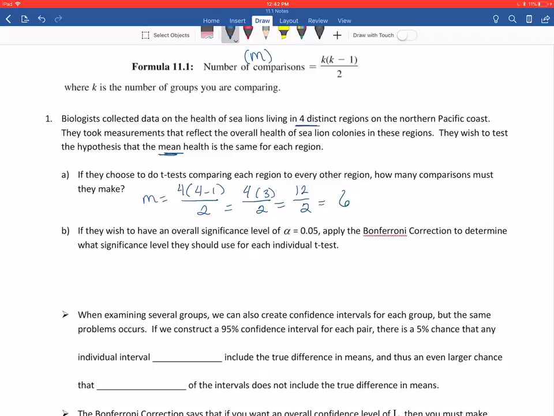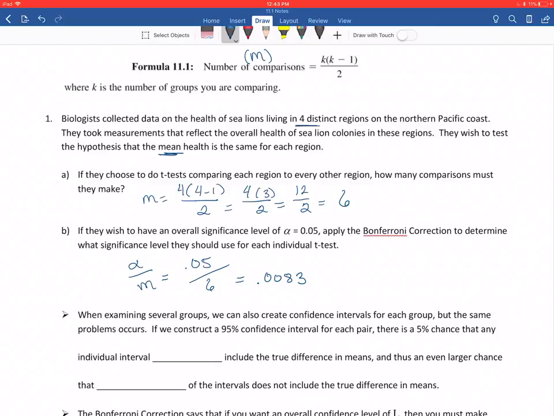Okay, so if they want to have an overall significance level of 0.05, we want to apply this Bonferroni correction to determine what significance level they should use for each of the individual t-tests. So that is the alpha over M formula. We want the overall significance level to be still 0.05, but we're making 6 comparisons. If you divide that out, they have to set each one of their individual tests to an alpha value of 0.0083.